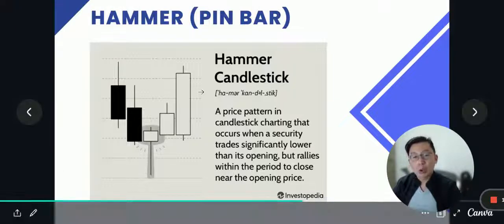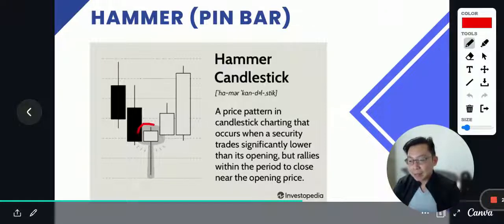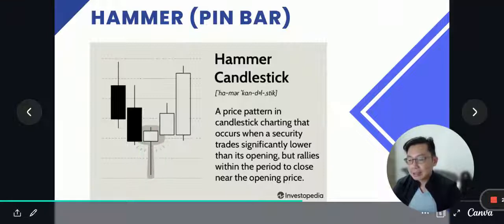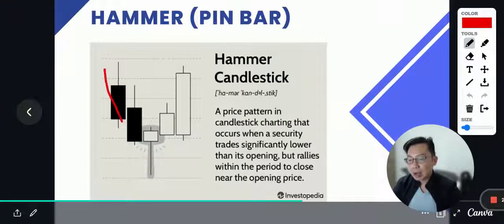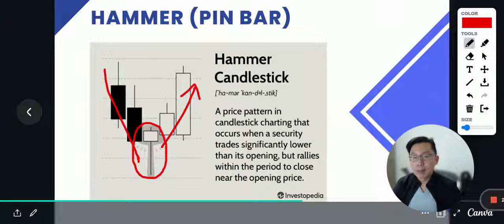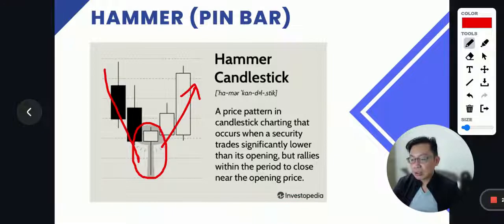So what is a hammer candlestick pattern? Based on Investopedia, it is a price pattern in charting that occurs when a security trades significantly lower than its opening, but rallies within the period to close near the opening price. What does this mean? Very simply, the pin bar is like a tall hammer. Basically, after a series of downtrending bars, you see a hammer pattern, and it is expected that price will reverse and head back up. This is why I call it a reversal pattern. So just focus on this hammer pattern.